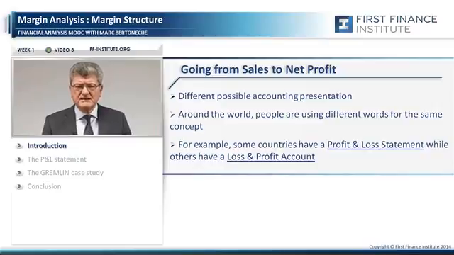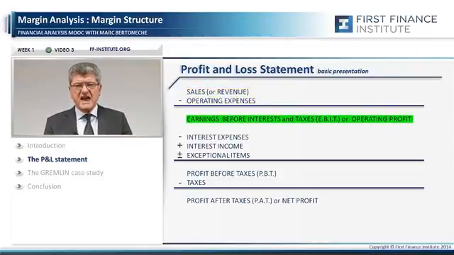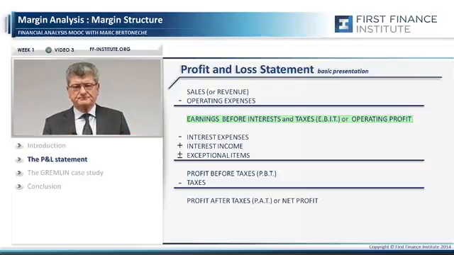How does a standard, simple profit and loss look like? We start from sales. Everything starts with sales in business. Minus operating expenses. And we get the earnings before interest and taxes, EBIT, or operating profit, or trading profit, or earnings from operations. Then we deduct financial cost and we add financial income, if any, and we add or deduct the exceptional items.